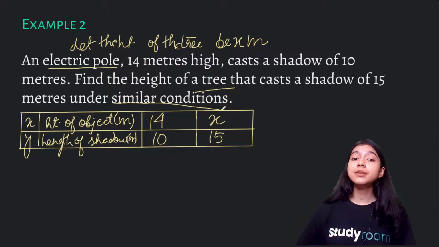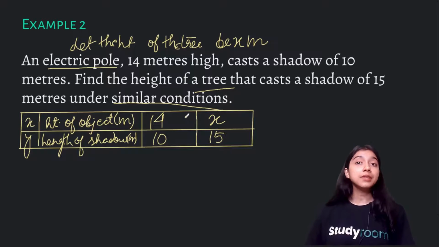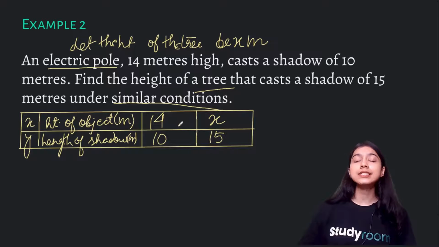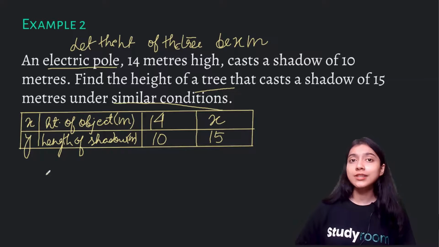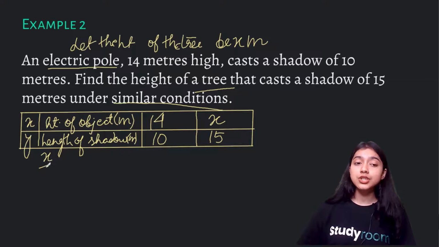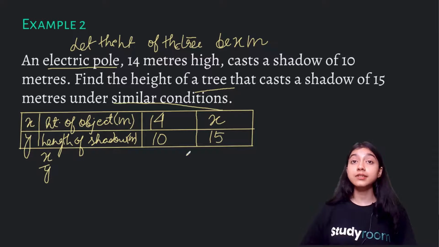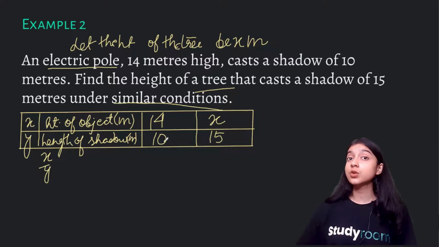Now this word similar condition actually means that these two quantities are in direct proportion. That means x and y, they are in direct proportion. Now what happens in case of direct proportion? We have a constant ratio. That means this ratio of x by y is a constant. So in this case also we can say that the ratio will be constant. If this is x1, this is y1, then x1 by y1 will be equal to x2 by y2.